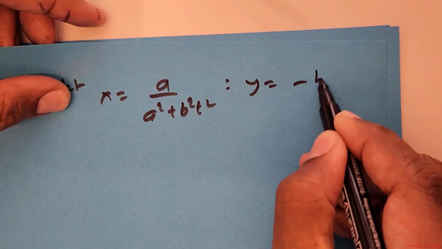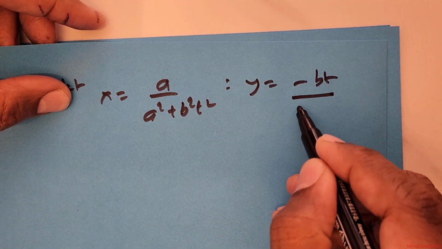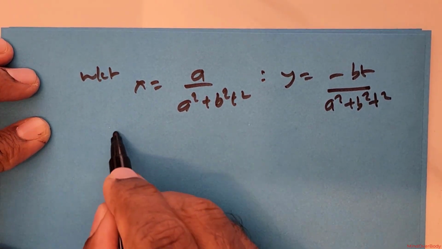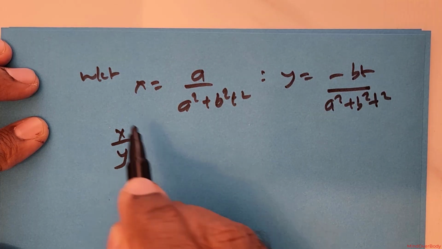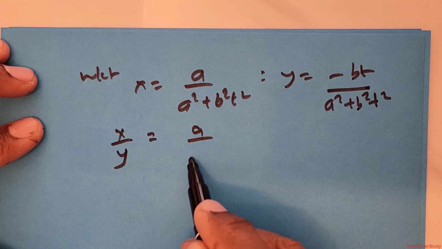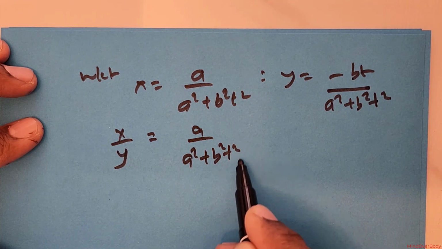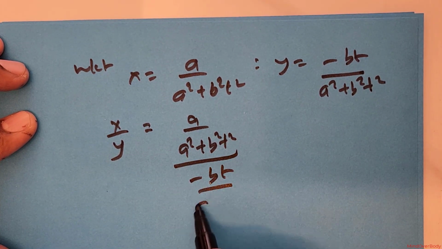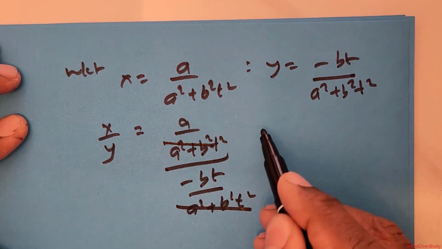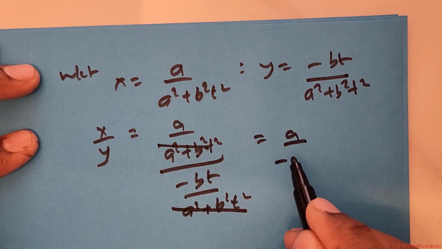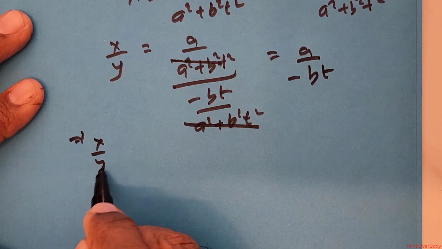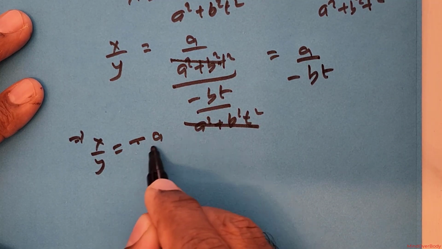And you have y is equal to negative bt over a squared plus b squared t squared. Now what I wish to do is divide x by y. So if I divide x by y, I get a over a squared plus b squared t squared divided by negative bt over a squared plus b squared t squared. These get cancelled, giving me a over negative bt. So this means x over y is equal to negative a over bt.